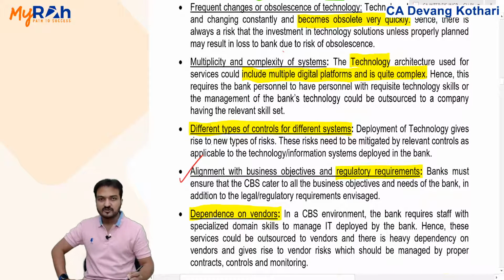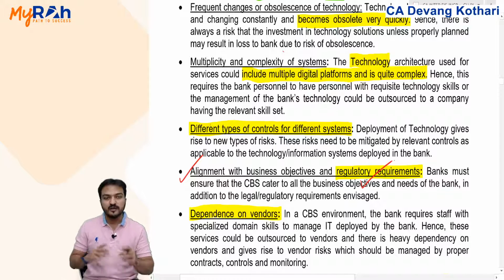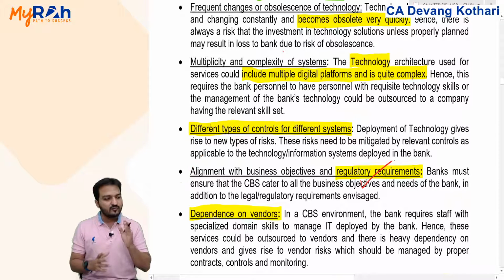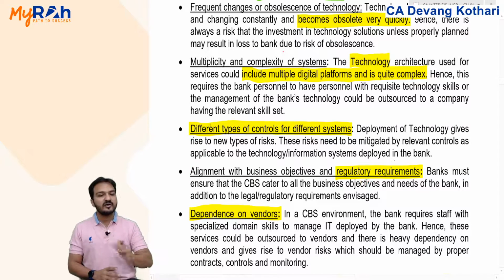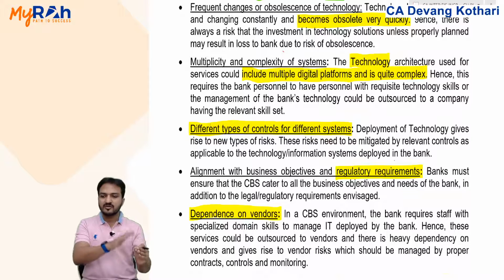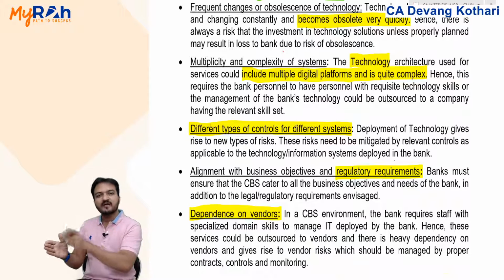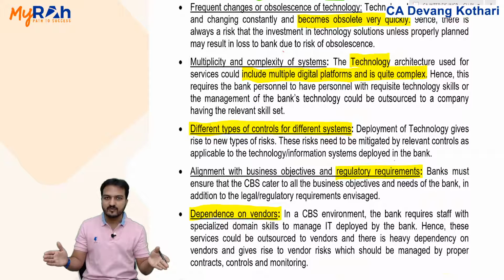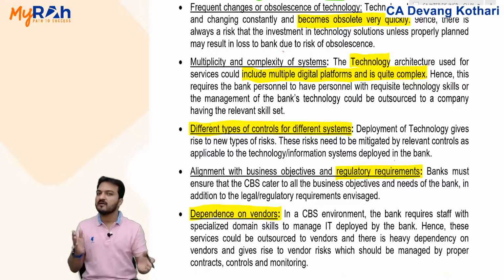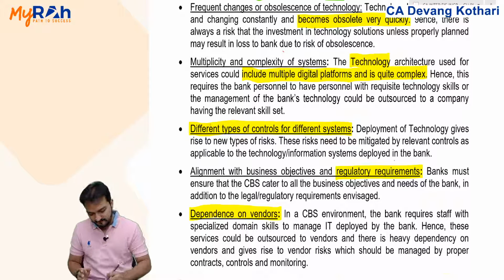Alignment of business objectives with regulatory requirements. Well, the problem is that if I try to follow all the regulatory requirements, then I might not generate business profits. If I target only business profits, then I might violate some legal requirements. So there is a problem of aligning both the things together.